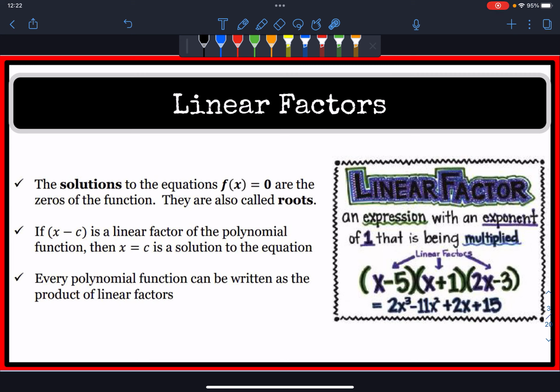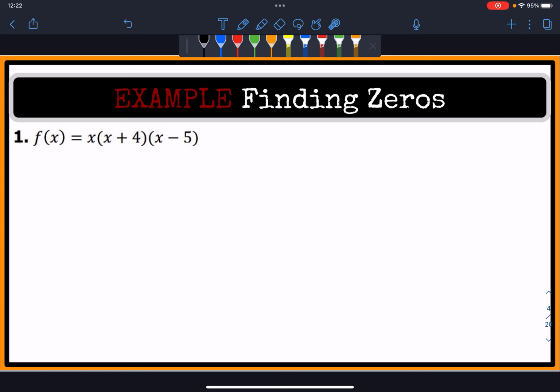So let's look at some examples of polynomials written as the product of linear factors, and let's use those linear factors to find the zeros of these polynomials. So for example, number 1 right here, to find the zeros of this function, we're essentially trying to solve this equation. What's going to make this equal to 0? Well, since this is already in its linear factor form, that is simply answering the following questions. What makes x equal 0? What makes x plus 4 equal to 0? And what makes x minus 5 equal to 0?